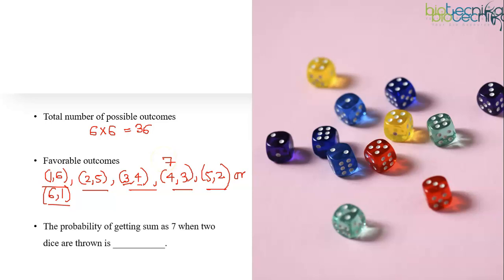Therefore, the probability of getting a sum of 7 when 2 dice are thrown is, putting the values in the formula, the favorable outcomes, which is 6, divided by the total number of possible outcomes, that is 36, and on solving we'll get 1 by 6. So the answer is option 4 here.